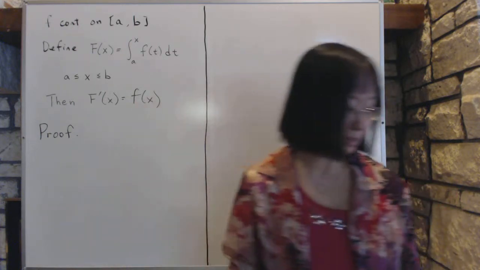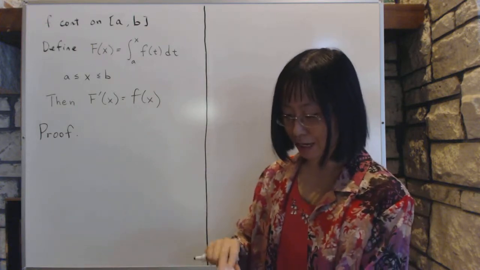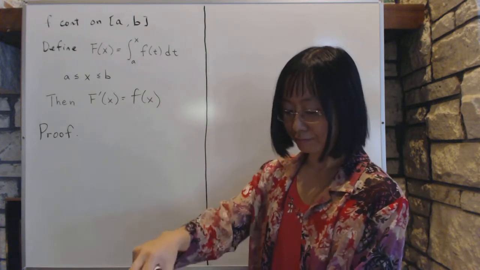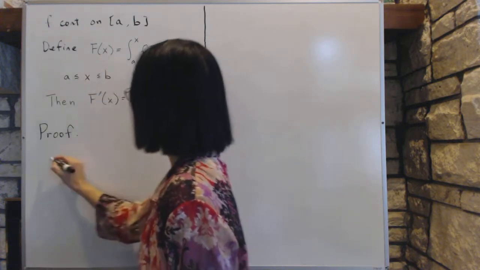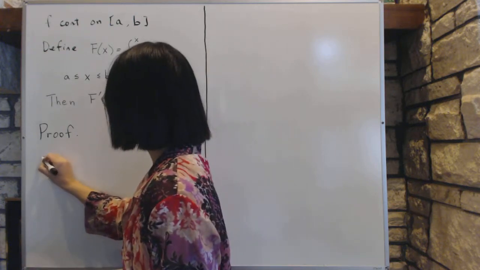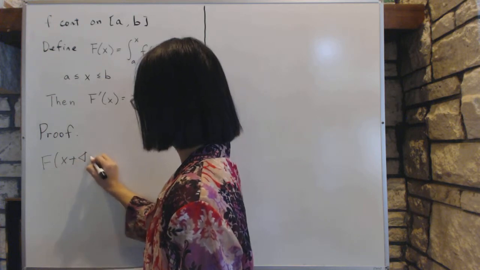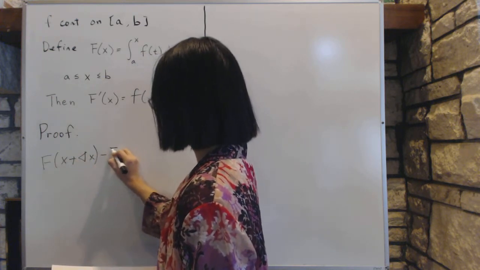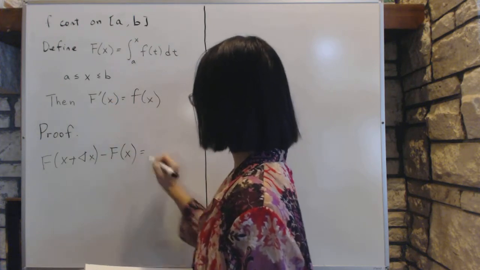Now, the proof of the fundamental theorem of calculus relies heavily on the mean value theorem of integrals. We will prove it like this. First, we'll go by the original definition of derivative. This is what we're driving at. So this is where we start: F(x + Δx) minus F(x). This is part of the definition of the derivative. But first, we'll figure out what that is.